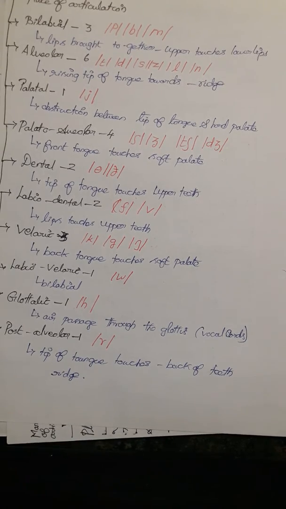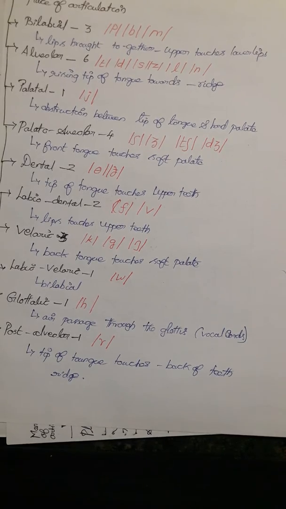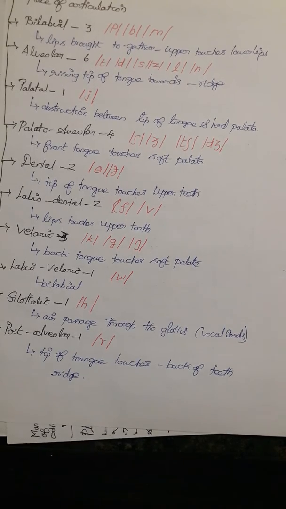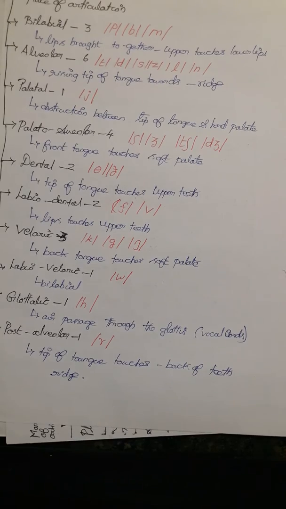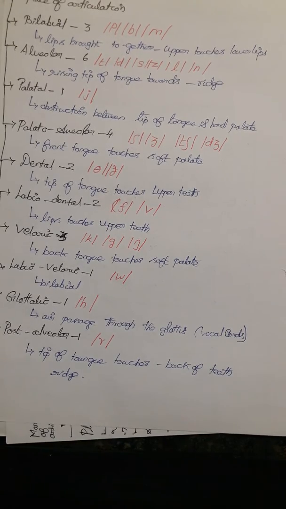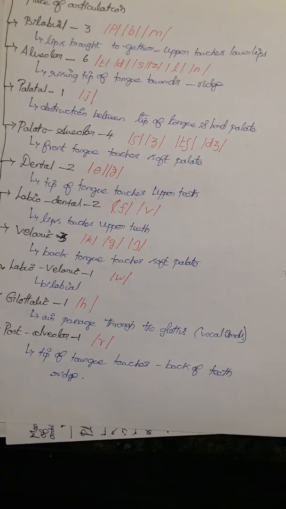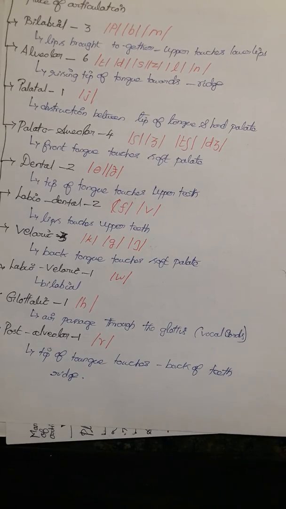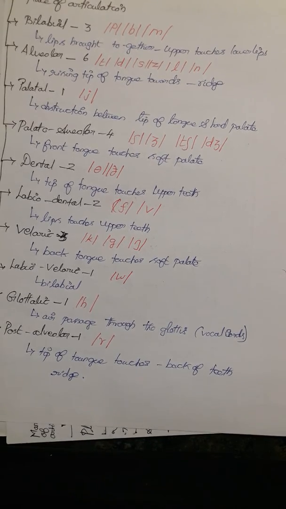And labiovelar, we have 1 sound, that is bilabial similarly. And the glottal also, we have only one sound, in which the air passes through the glottis, which means the vocal cords. And in the post-alveolar, we have only 1 sound. In that, the tip of the tongue touches the back of the teeth ridge.